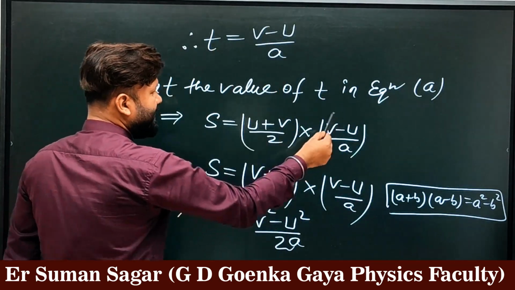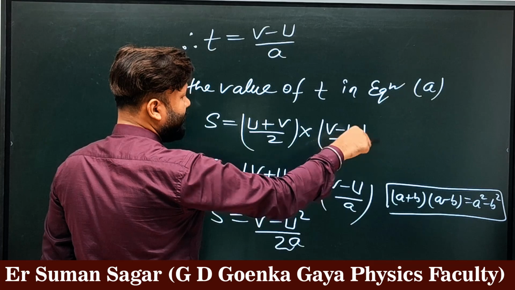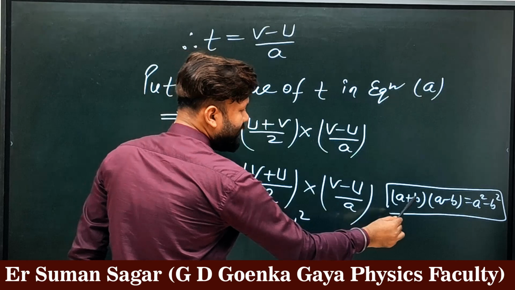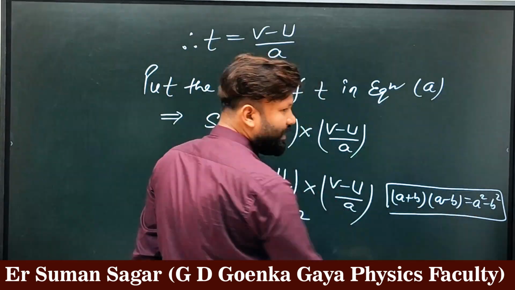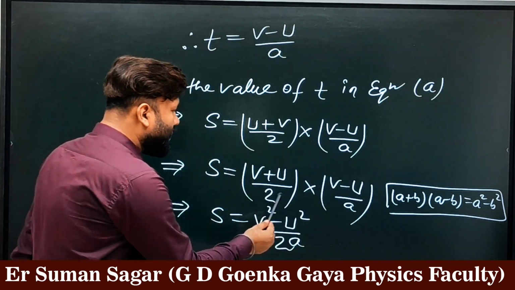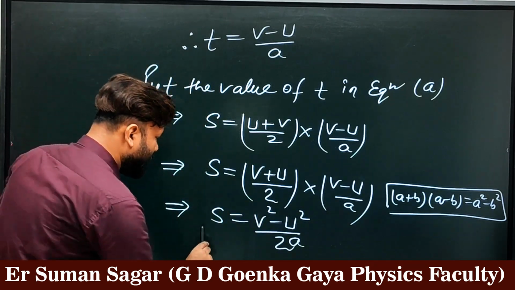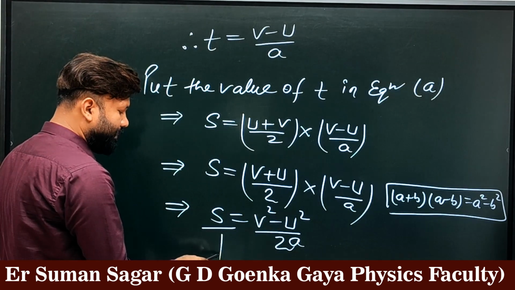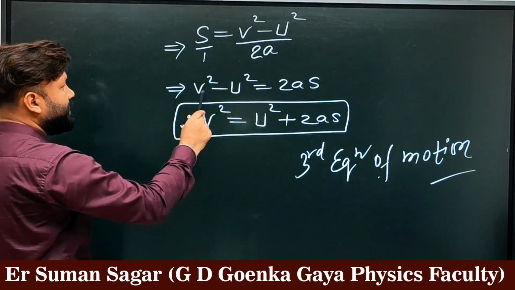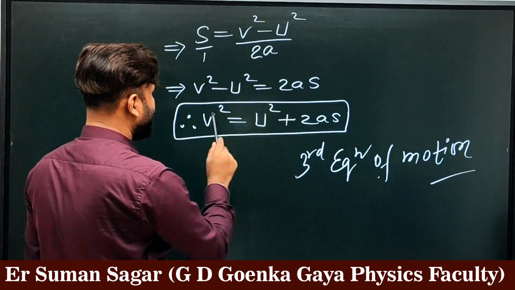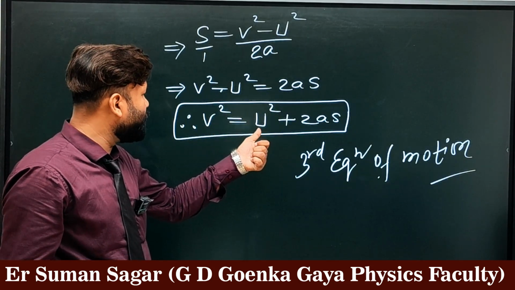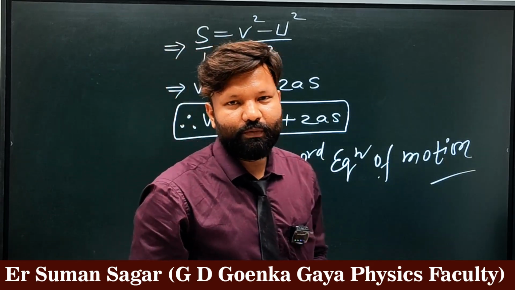So, when we put the value of (v minus u) by a in place of t, it is in the form of a plus b, a minus b. A plus b, a minus b, algebraic expression a square minus b square. So, from here, we can write v square minus u square. 2 and a multiply, so it is 2a. Now, cross multiplication, (v square minus u square) multiply with 1, 2a and s multiply, so 2as. Minus u square will go that side, so it is plus u square. So, v square is equal to u square plus 2as. So, this is the third equation of motion, students.